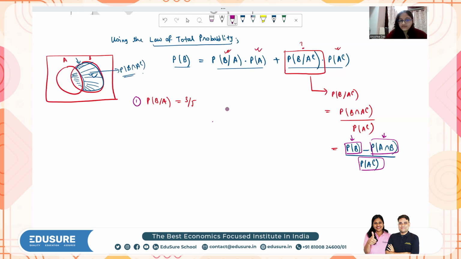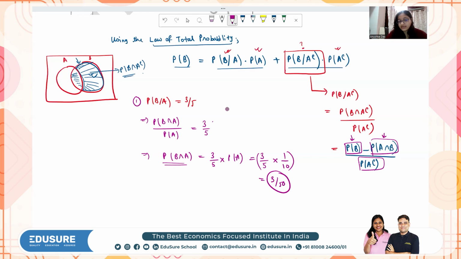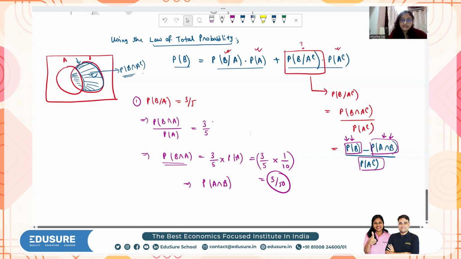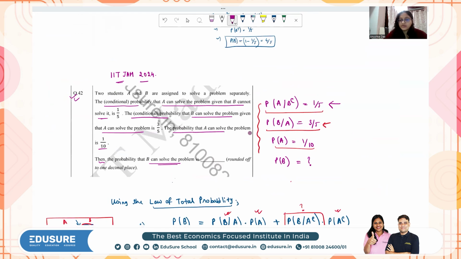So this is the first value that is given to you, probability B given A, which is 3/5. So simplify B intersection A upon A. This will be 3/5, so probability B intersection A will be 3/5 into probability A. Probability A is given to you as 1/10. So this probability will be 3/50. Now probability B intersection A is nothing but probability A intersection B. So this portion is done, right? The only thing is probability B.